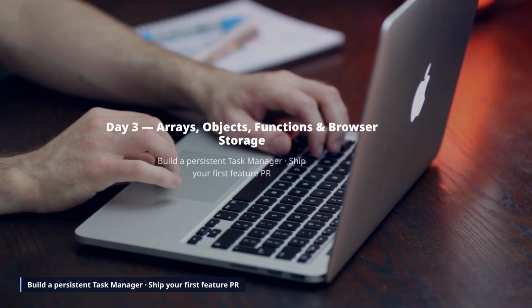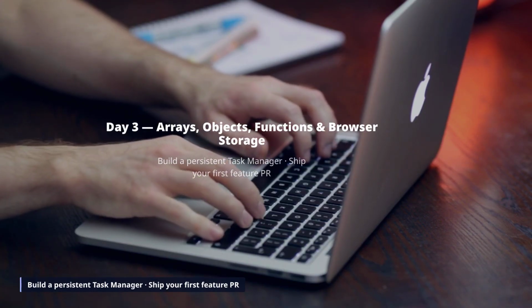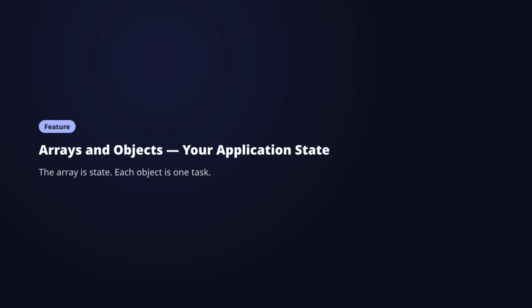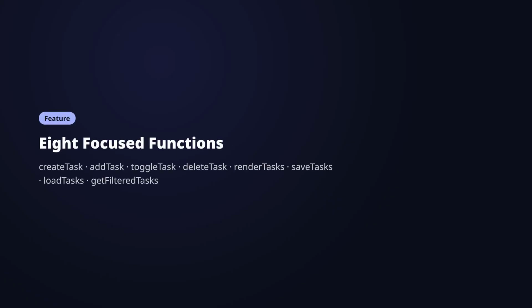Welcome to day 3. Today you build a fully persistent task manager using arrays, objects, reusable functions, and local storage. An array holds your entire task list. Each task is an object with 5 properties: ID, day, text, completed, and created at. A stable unique ID means you can toggle or delete the exact right task even when the list is filtered or reordered. Each function does exactly one job.